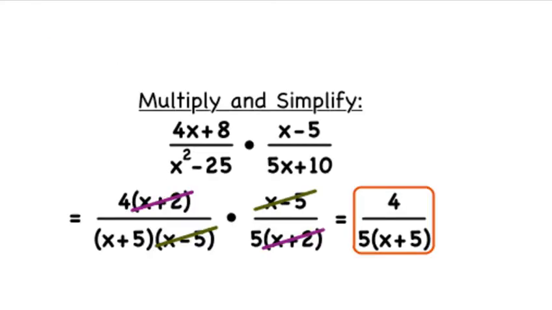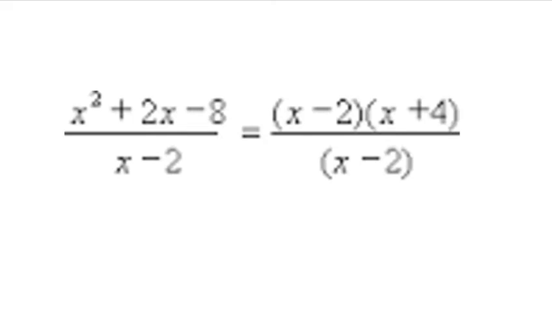Okay, so to solve this problem, first you want to factor. So as you can see, 4x plus 8 becomes 4 times x plus 2, over x plus 5 times x minus 5, times x minus 5 over 5 times x plus 2. So once you've factored, then you can cross out. So you can cross out the x plus 2's and you can cross out the x minus 5's. Once you do that, you can multiply it and your final answer should be 4 over 5 times x plus 5.